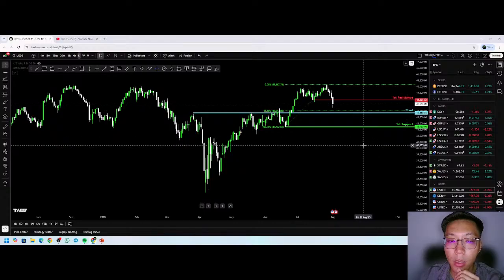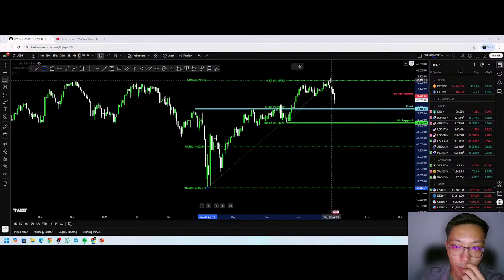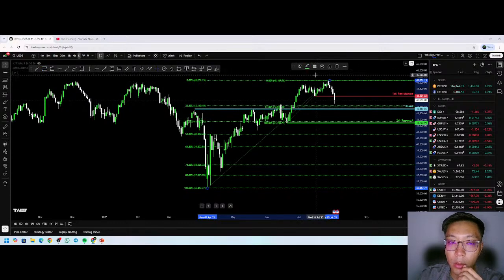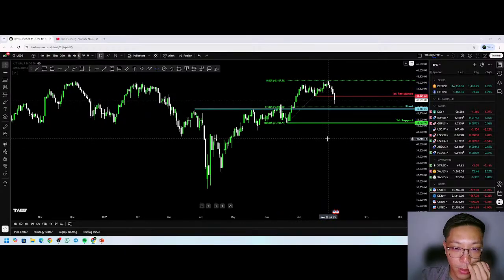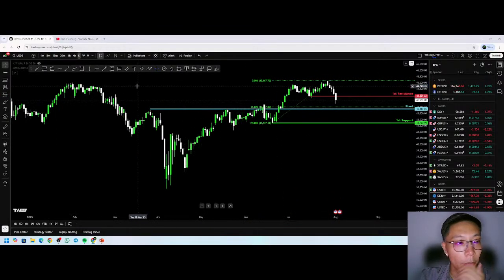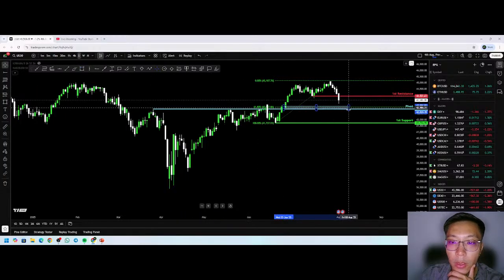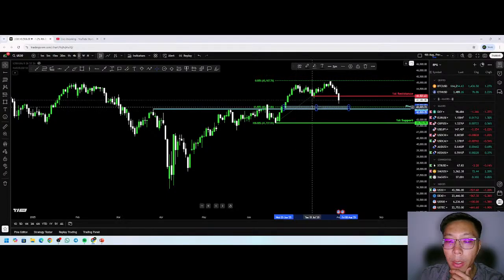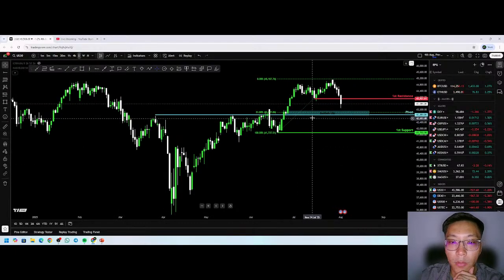Then let me see. Overall outlook, how about at this low right here? Yeah, I think this is fine. This is good enough. Then of course we also have a very nice daily order block over here. Where is my order block? Okay, bullish OB. Daily order block works very nicely.